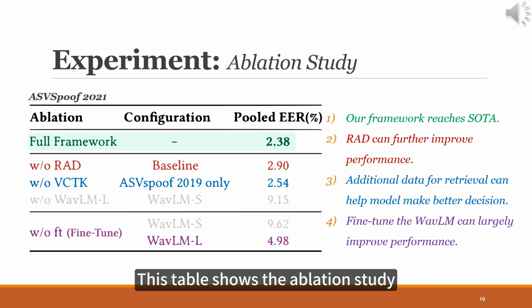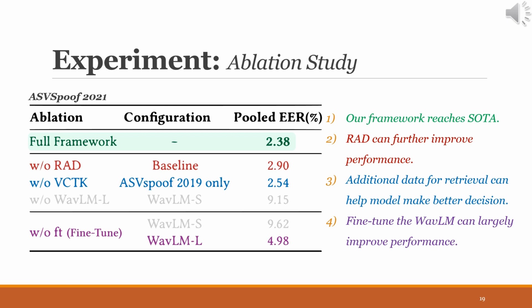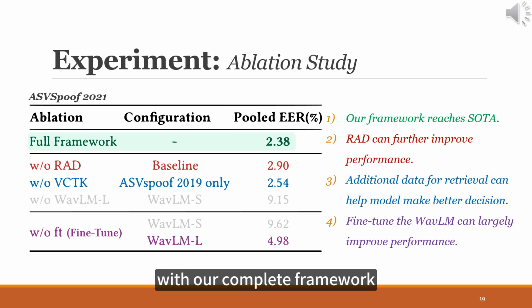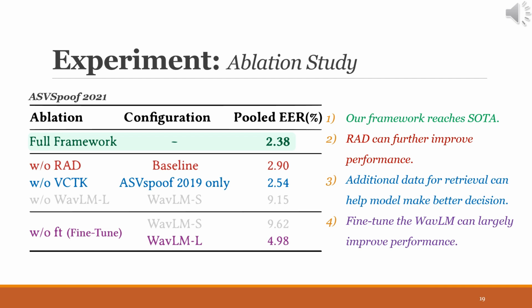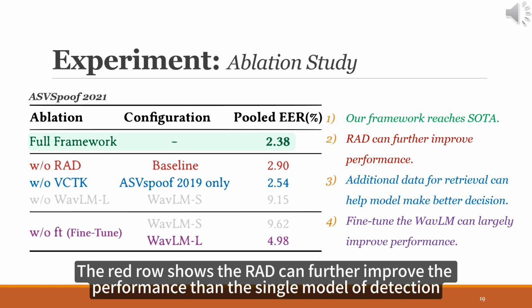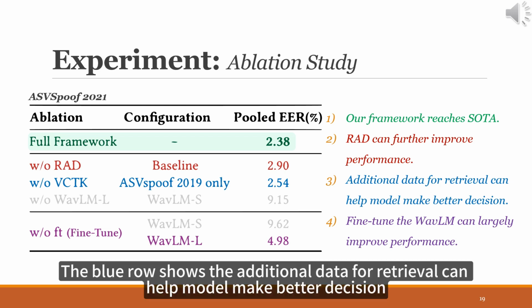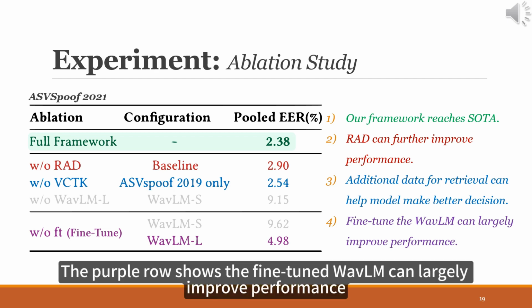This table shows the ablation study. We mark them as different colors. For the green row, with our complete framework, we reach the state-of-the-art performance. The red row shows that RAD can further improve the performance compared to the single model for detection. The blue row shows that the additional data for retrieval can help the model make better decisions. The purple row shows that the fine-tuned WavLM can largely improve the performance.